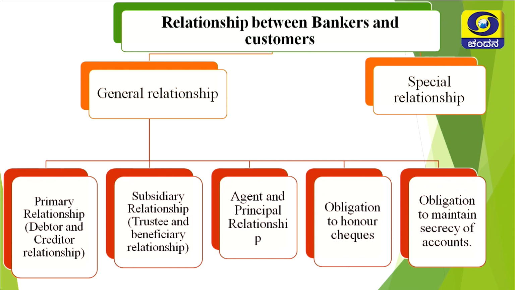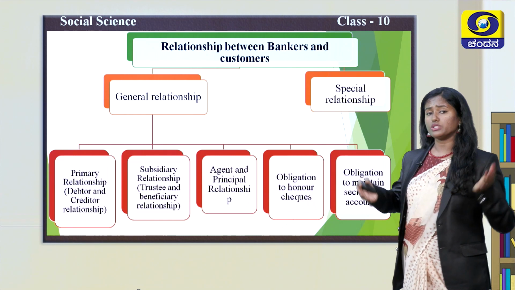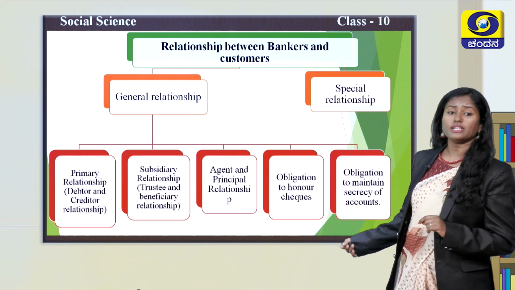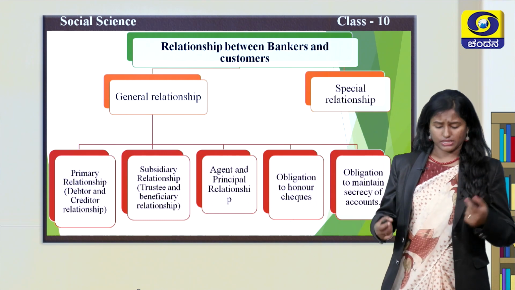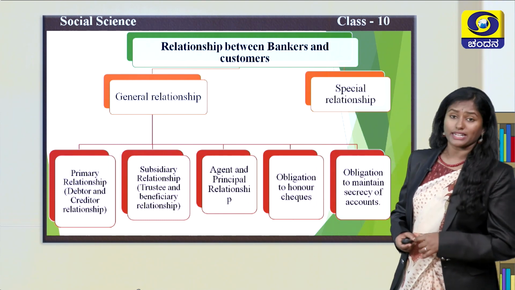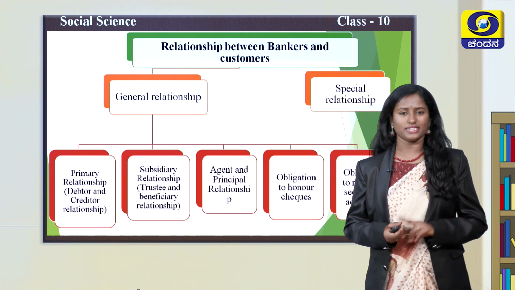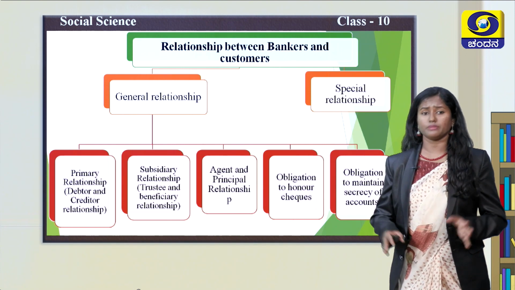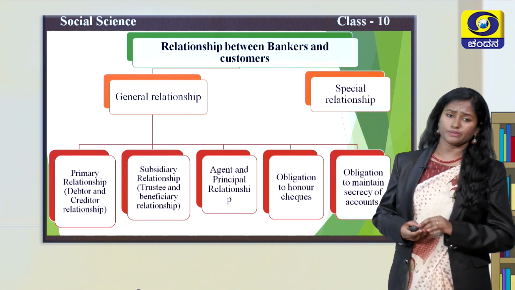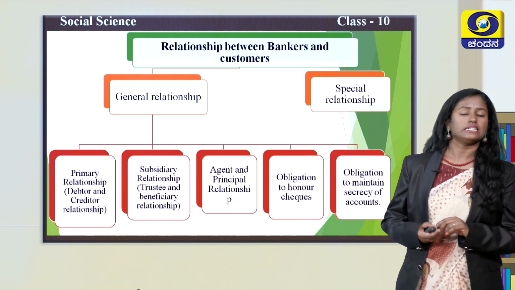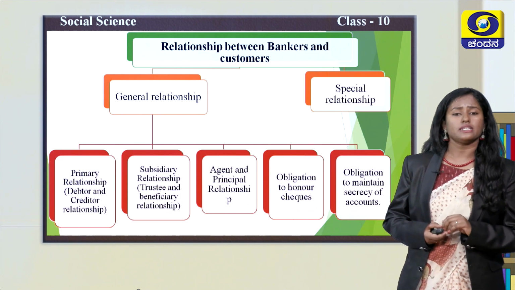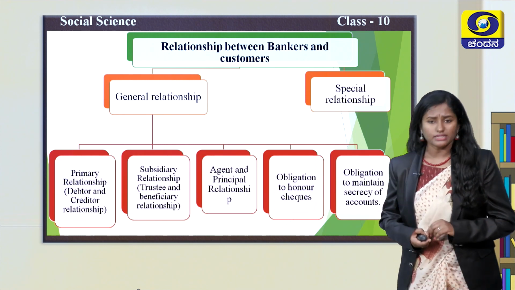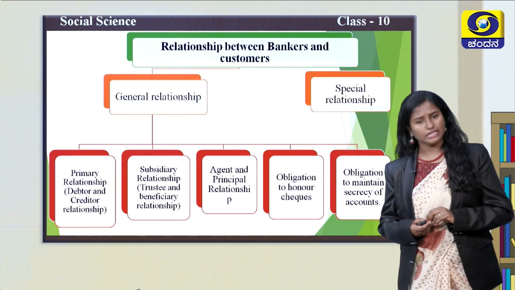It is nothing but the debtor and creditor relationship. Who is the debtor? The one who has the excess amount and is going to deposit it in the bank is called the debtor, and the bank the creditor. For example, under the relationship between bankers and customers, we have two categories, general relationship and special relationship. Under the general relationship, we have the primary relationship, that is debtor and creditor, second the subsidiary relationship, and third the agent and principal relationship.